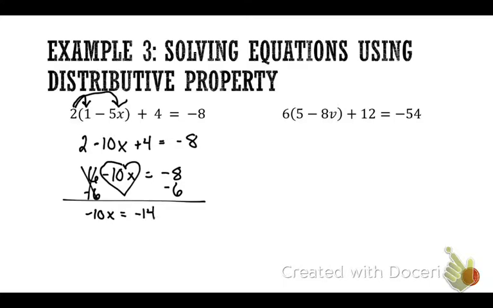Negative 14. What do I divide both sides by? Negative 10. And x equals 7 over 5. Is it negative or positive? It's positive. Why? How many negatives are in the fraction? 2. 2 is an even number of negatives, so that makes a positive answer. Remember your even odd rule for fractions. 2 negatives, positive answer.